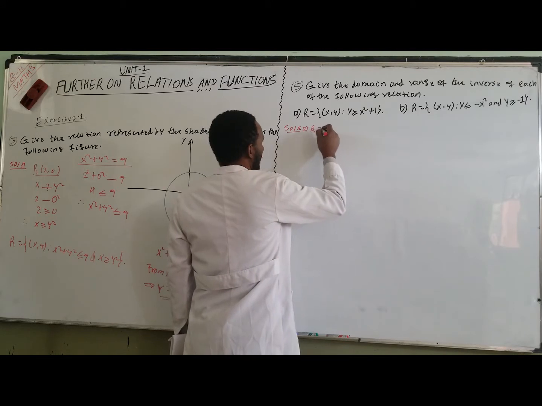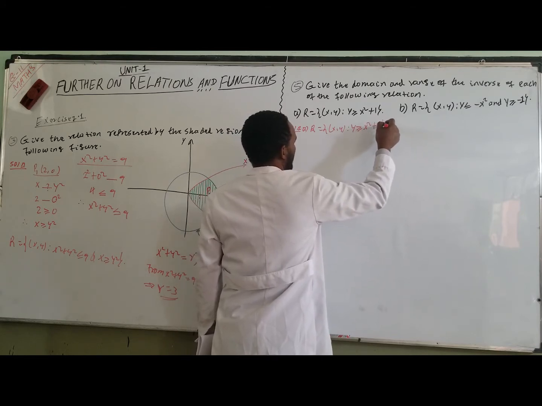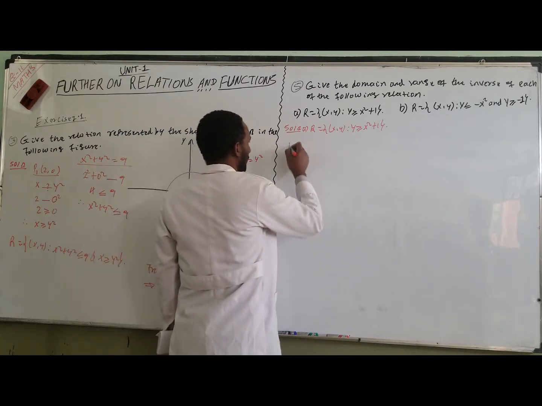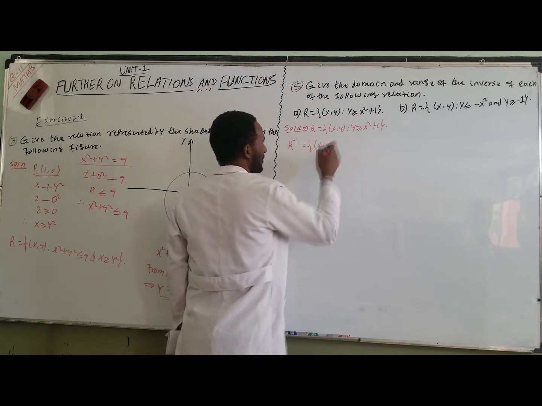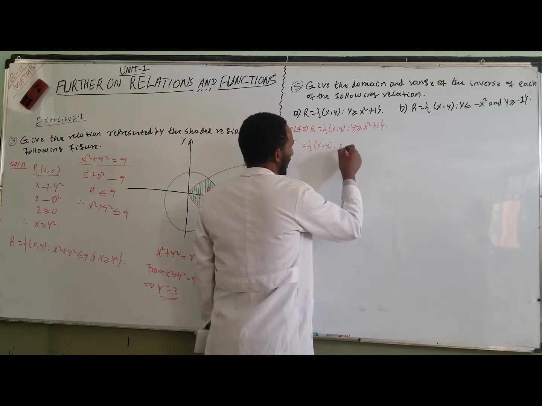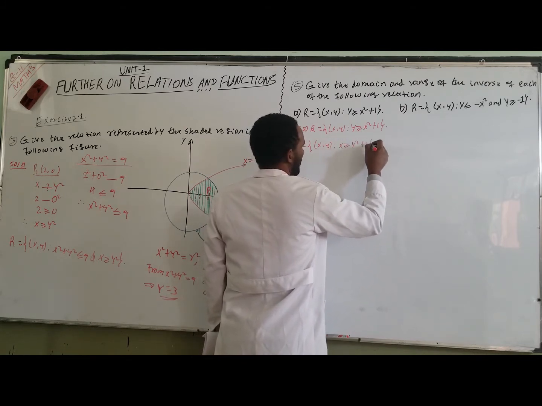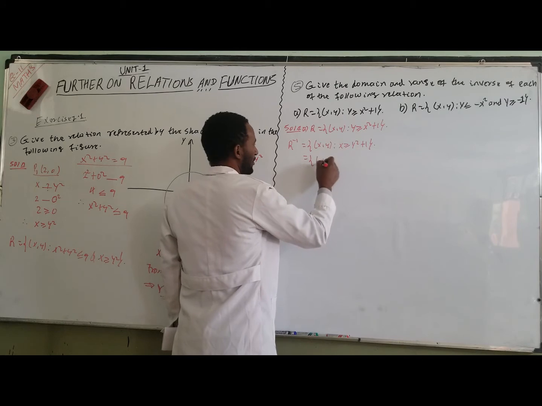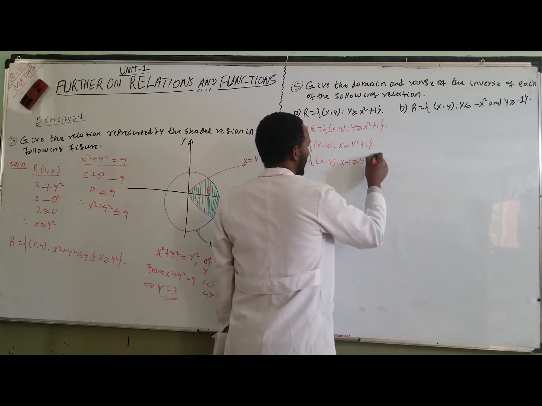The relation given to us is R equals the set of (x, y) such that y is greater than or equal to x square plus 1. When we find the inverse of relation R, that is R inverse, we exchange the places of x and y in the given inequality. Then x is greater than or equal to y square plus 1. This is the inverse of relation R, equal to the set of (x, y) such that x minus 1 is greater than or equal to y square.